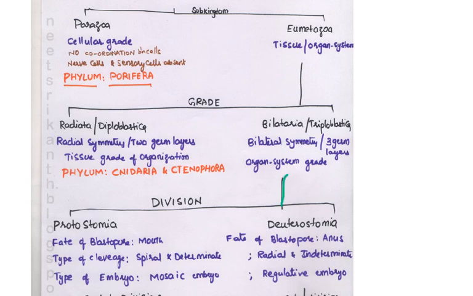So grade Bilateria is further classified into division Protostomia and division Deuterostomia. In the next class we will discuss division Protostomia. What is Protostomia? What is Deuterostomia?